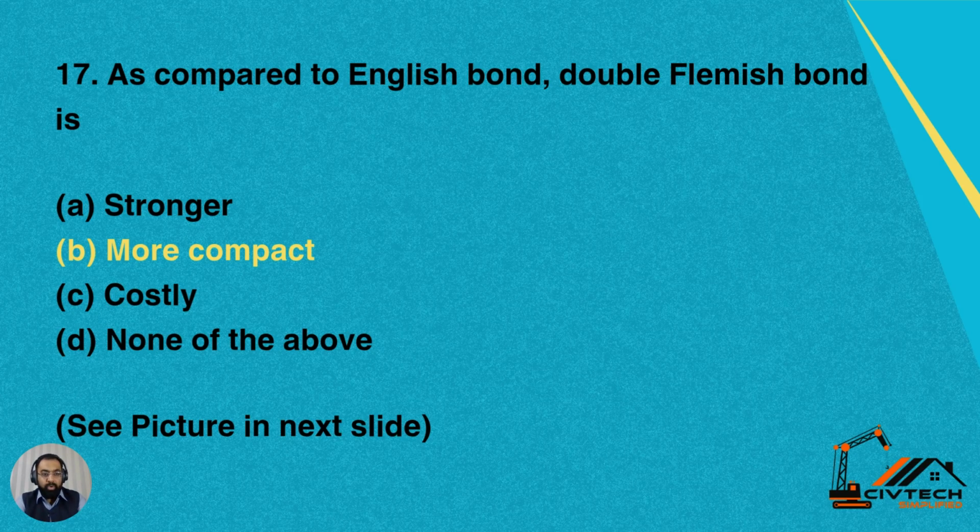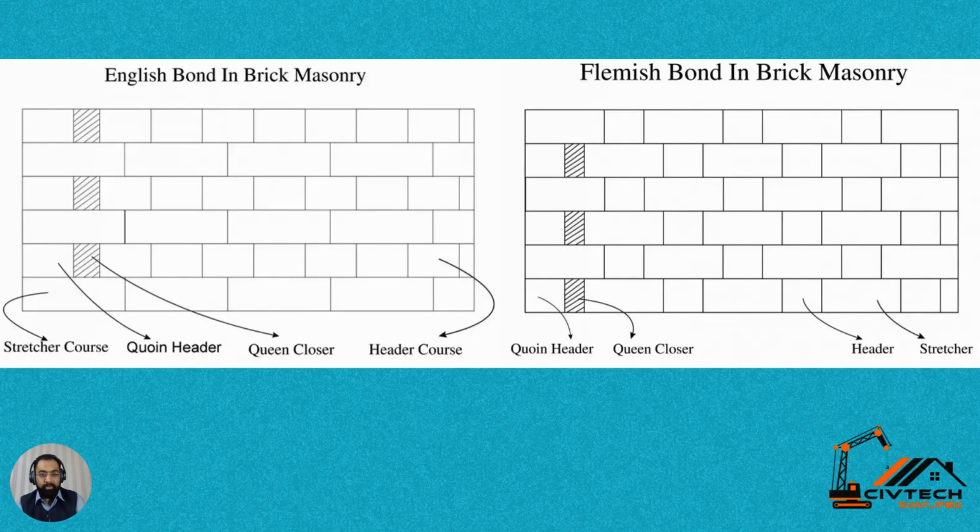Number 17, as compared to English bond, the double Flemish bond is. So here is a comparison of both the bonds, English and Flemish bond. The options available were number A, stronger, number B, more compact, number C, costly, number D, none of the above. So as compared to English bond, double Flemish bond would be more compact. It has more capacity to withstand the loads. So option B, more compact, and I will show it in the picture. We will be comparing both the bonds in the next picture.